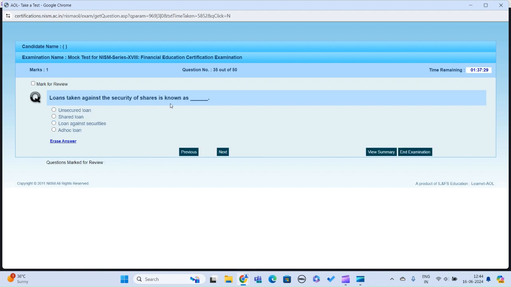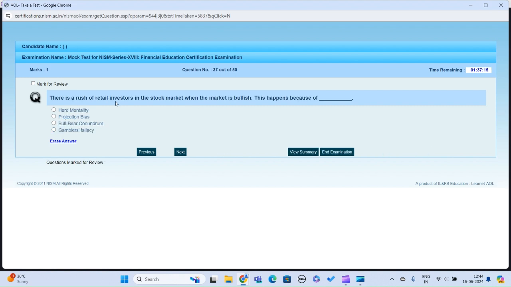Loans against security. This is a loan. This is straightforward. The following is also straightforward. Which of the following can be used to withdraw? That is a withdrawal slip.